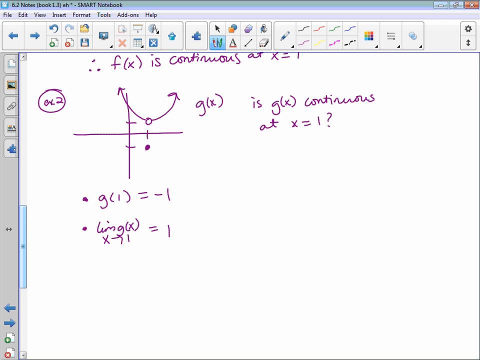Does that make sense, guys? You can have a hole and you still have a limit at that point. It's just what is the overall graph approaching. Okay. So what's the issue here? Why is it not continuous? Right. So you would tell me g of 1 does not equal the limit of g of x as x approaches 1. Therefore, g of x is not continuous at x equals 1.